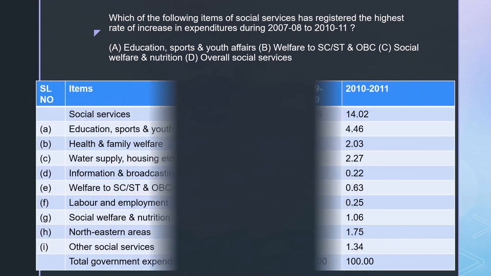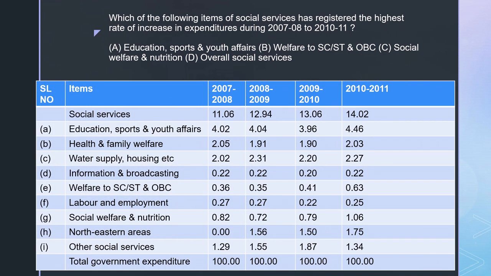December 2012 fifth question is: which of the following items of social services has registered the highest rate of increase in expenditures during 2007-08 to 2010-11? Option A, education, sports and youth affairs. Option B, welfare to SC/ST and OBC. Option C, social welfare and nutrition. Option D, overall social services.